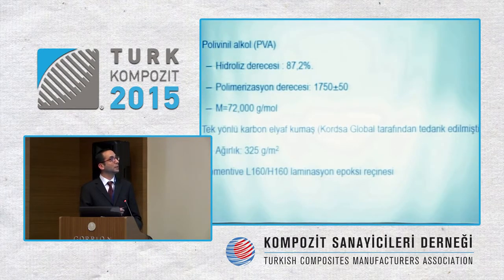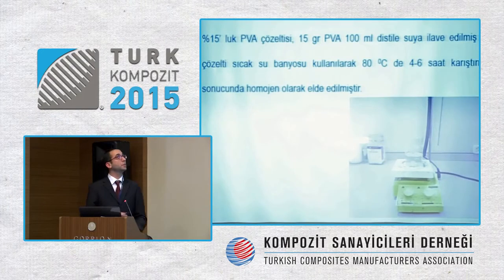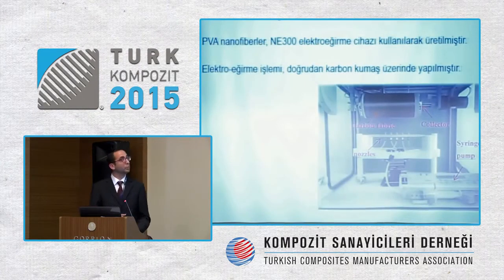Hydrolysis level is 87.2. Polymerization is 1750. Single directional fiber, carbon fiber, and the weight of it is 325 grams. For electrospinning, we prepared the PVA solution, 15% of it, with 15 grams of polyvinyl alcohol. In hot water bath, the solution was acquired.